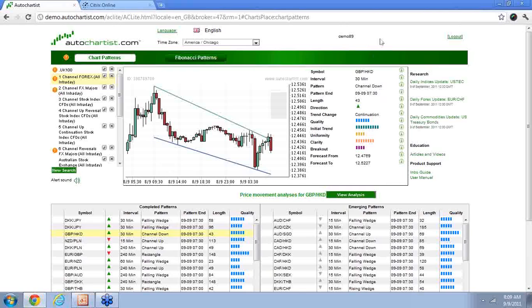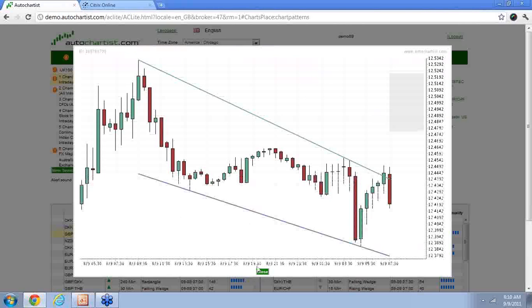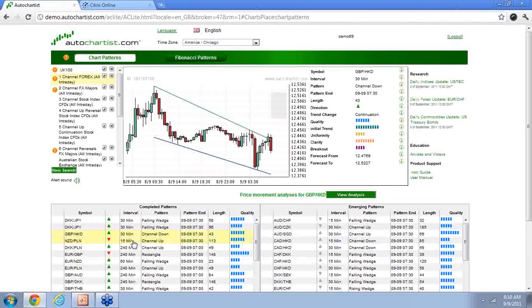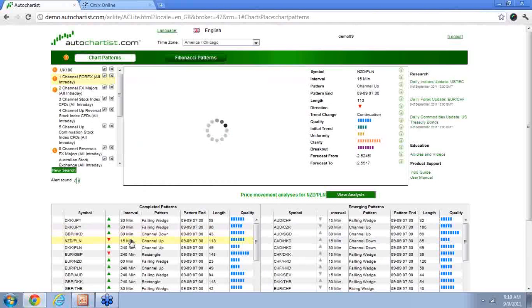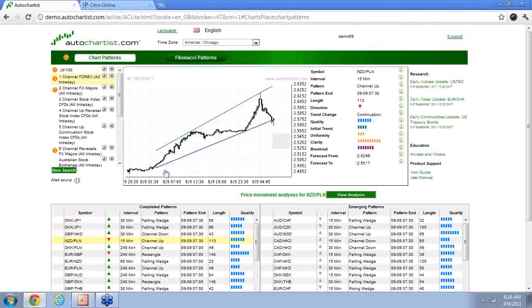Now, typically when you're working with patterns, it really doesn't matter what type of pattern it is. It could be a moving average pattern, it could be Elliott wave, it could be anything, Gann patterns. The general rule is that the shorter the time period, the more volatility or the more noisy the market's going to be. So if we had a pattern on a 15-minute chart, for example, let me close this out here a second. If we had a pattern on a 15-minute chart, this is New Zealand dollar, you're going to see that you want to have a long period of time inside the pattern.